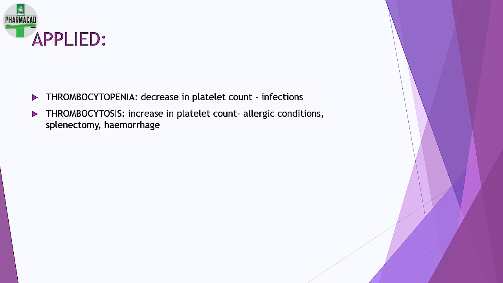Fine. Then we come to the applied part. In the applied part, the main thing you compulsorily have to discuss about blood cells is decrease and increase. Decrease is called thrombocytopenia. Penia is the word. Thrombocyte means our platelets, penia is decrease. So a decrease in platelet count usually occurs in some infection.